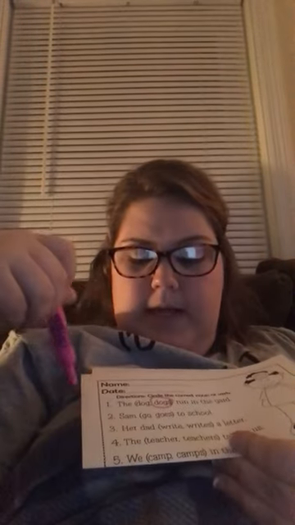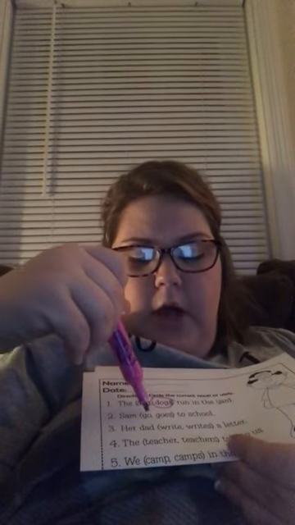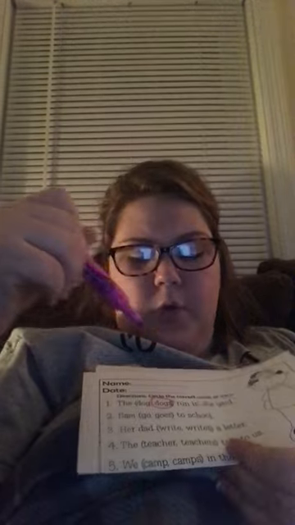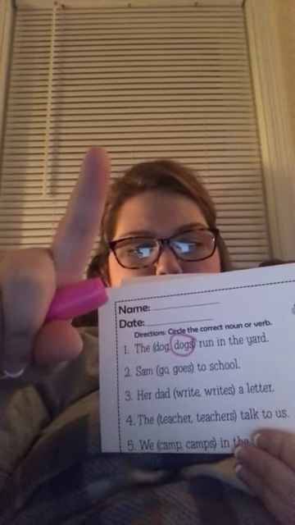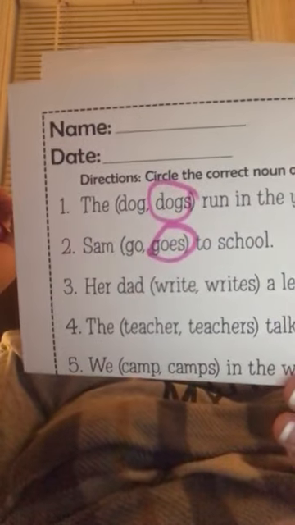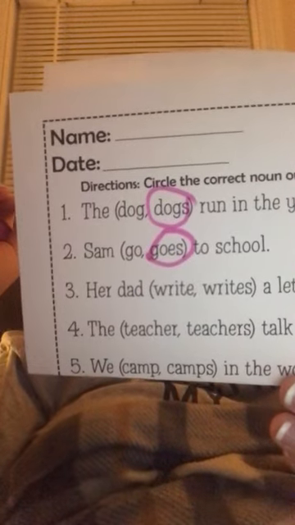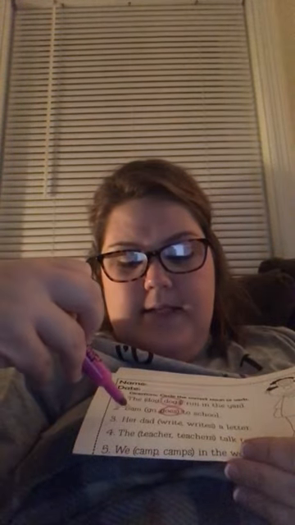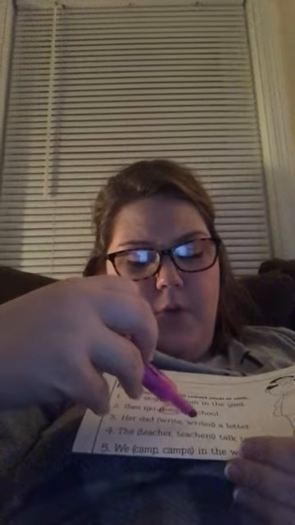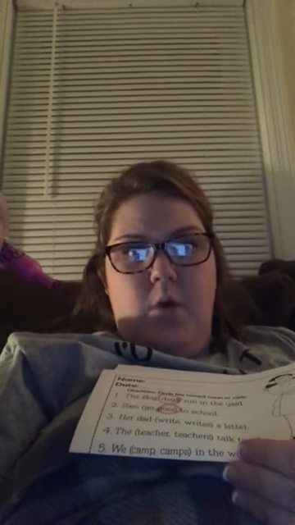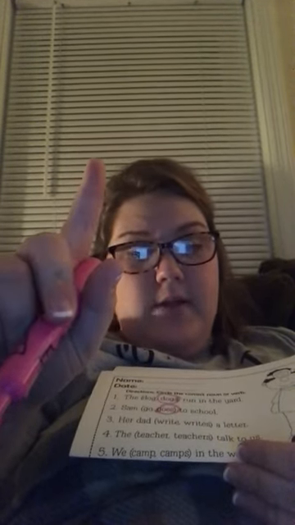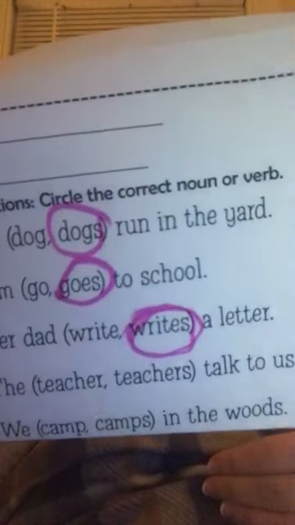Number 2 says, Sam goes to school. Well, since we're only talking about one noun, we're going to circle the verb that ends with an S. Goes to school. Sam goes to school. Number 3 says, her dad writes a letter. Well, dad is one, so that's a singular noun. We're going to circle the verb that ends with an S. The word writes.